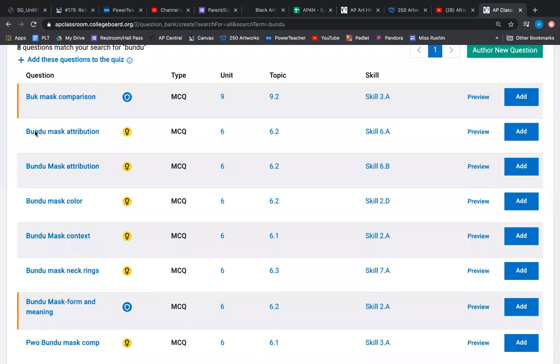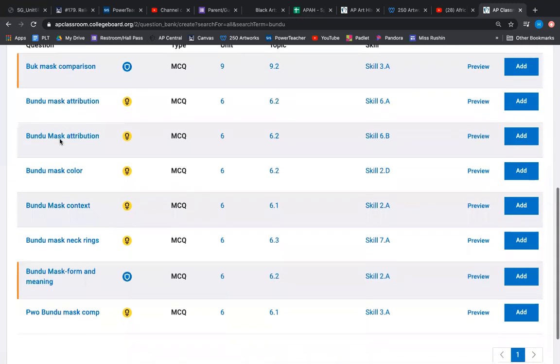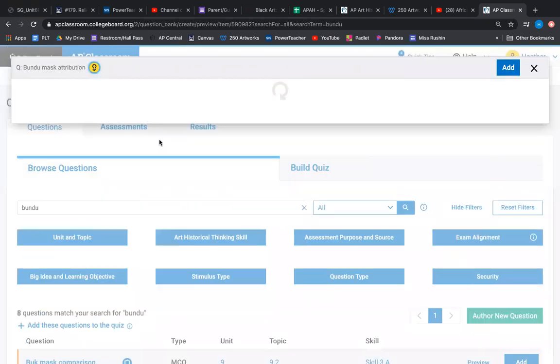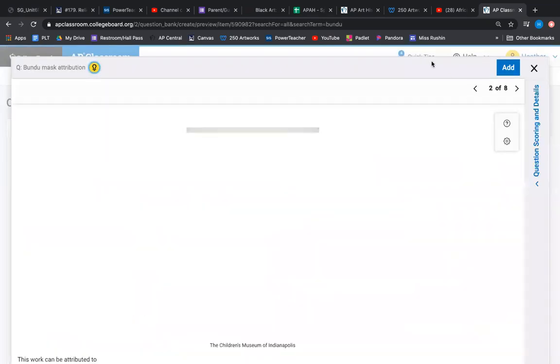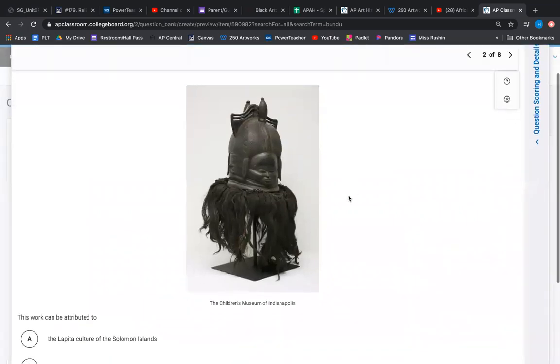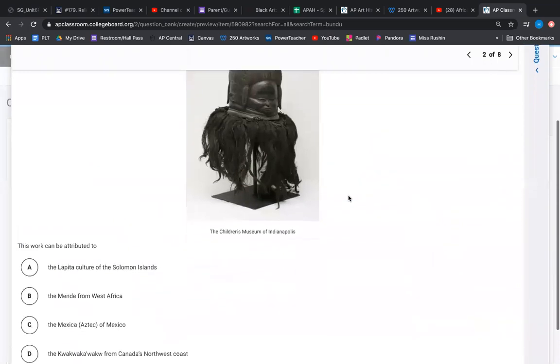Okay, guys, when I look up the Bundu mask in College Board for past questions, there are like 7 previous questions just on the Bundu mask. So we're going to go through these questions together, okay? All right, first one, Bundu mask attribution. So again, this is an attribution question. We haven't studied this mask, but it's pretty obvious. So the work can be attributed to which culture?